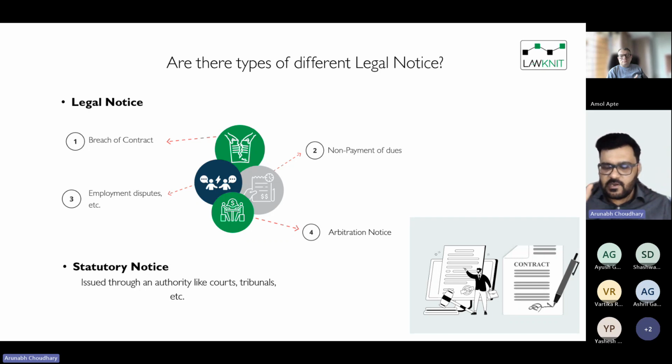That this is my dispute. Let this dispute get sorted. If you're not ready with it, let's get the arbitration done on it.